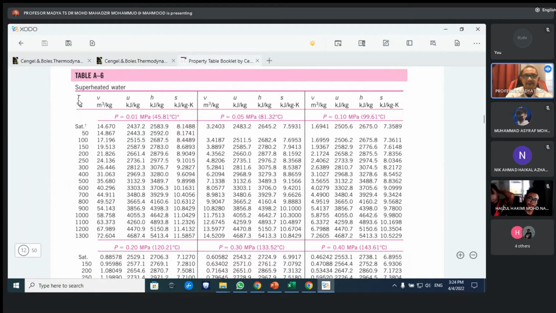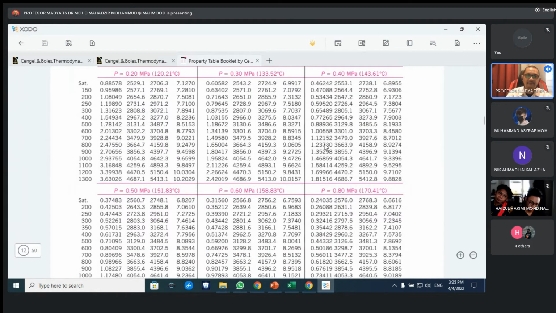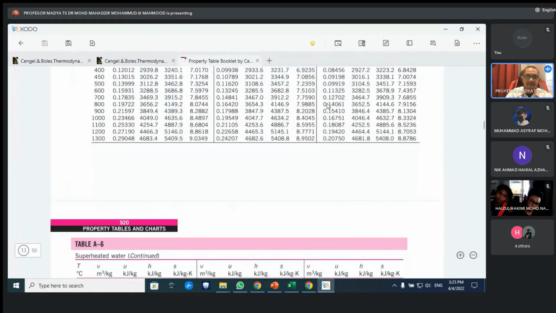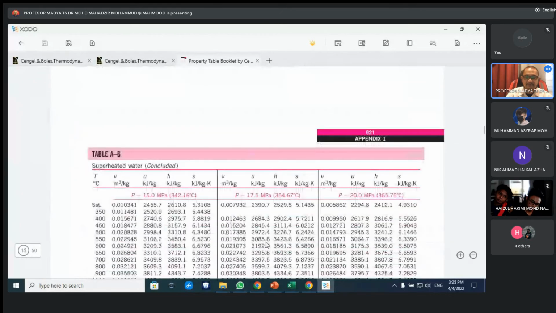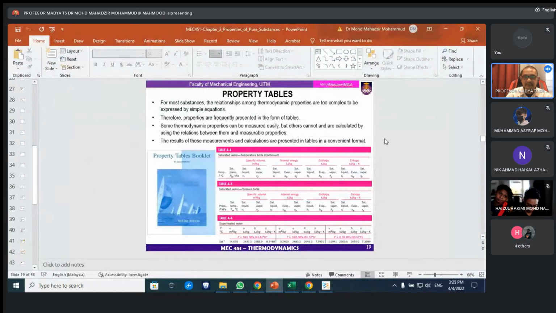So it shows temperature, specific volume, specific internal energy, specific enthalpy, specific entropy, and P stands for pressure. Pressure is in between 0.01 megapascal, 0.05, 0.1, and so on. Okay, that is for superheated. So, we continue with the slide.